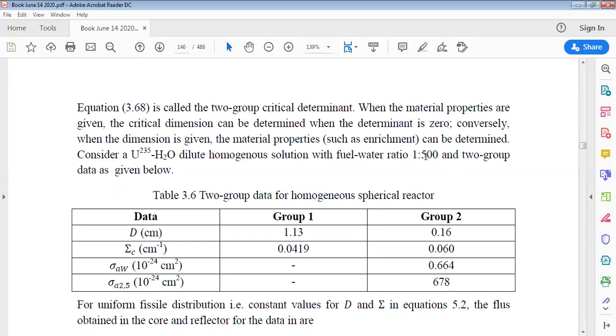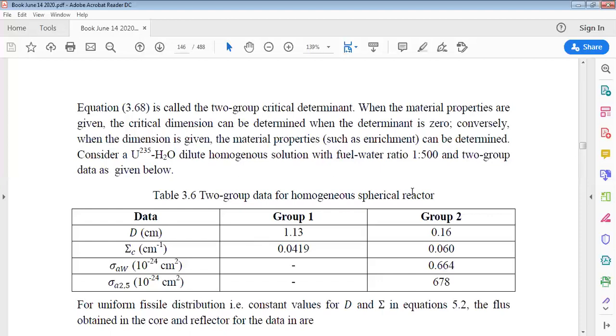And you mix it to a ratio of 1 to 500. So just a tiny bit. So the ratio is 1 U235 to 500. So that's why the word dilute is being used. So it's a dilute homogeneous solution. Can it go critical? Yes or no? Well, think about it. These were the experiments done in the initial days of nuclear engineering at Los Alamos. So can it go critical? Let's see if it can.